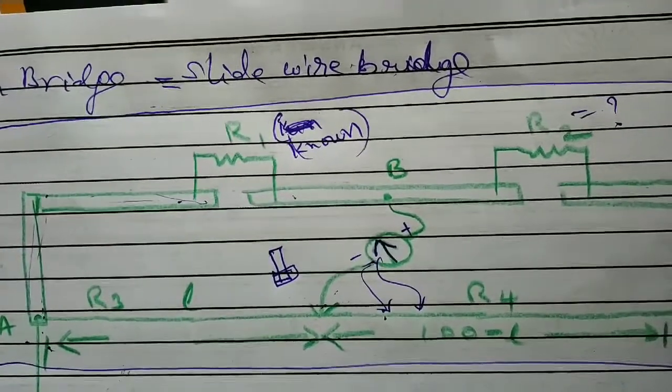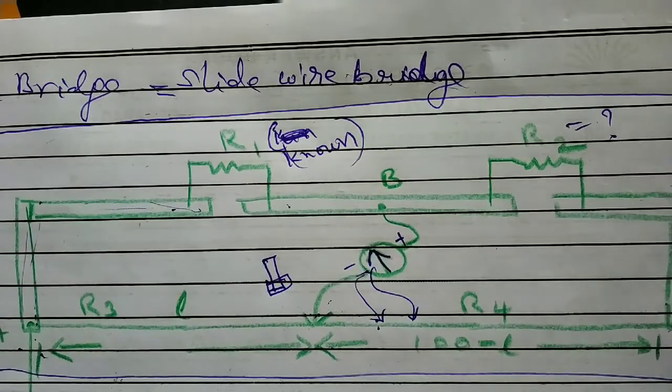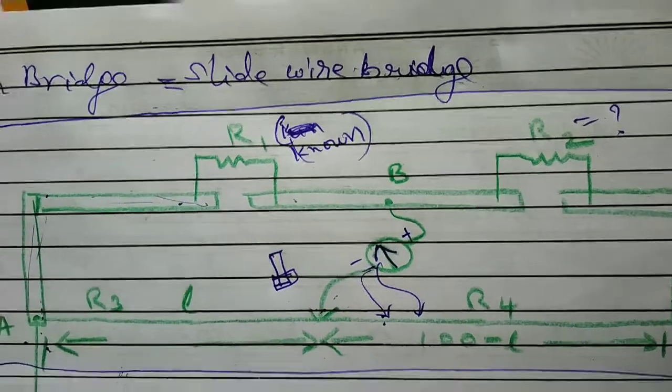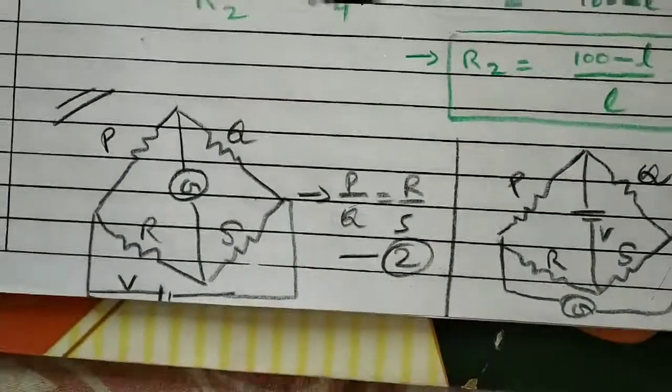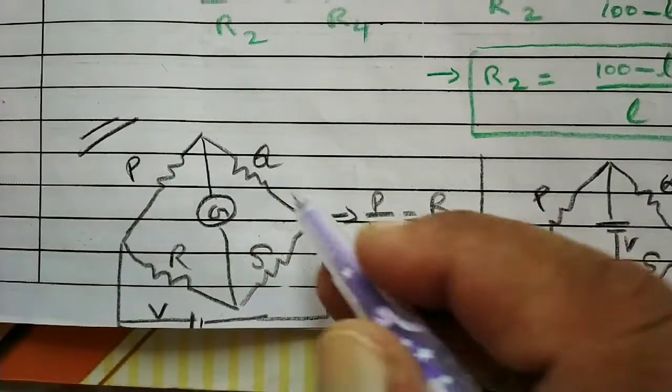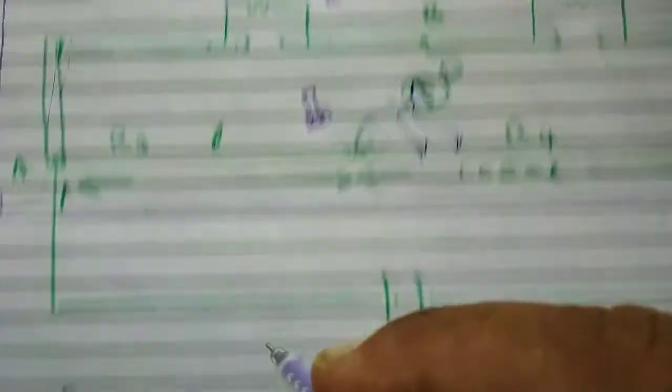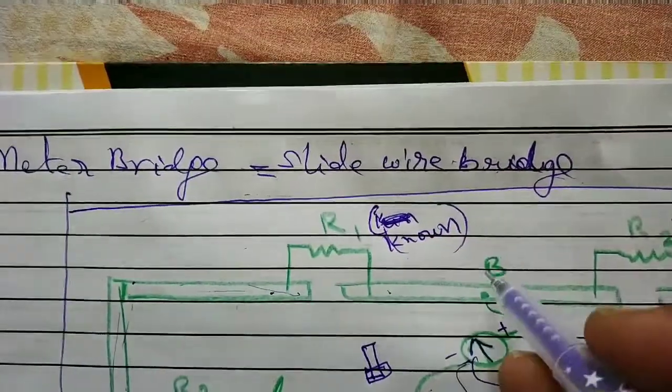Now what we will do here, this is actually based on Wheatstone Bridge. In the Wheatstone Bridge, how many resistors are needed? 4 resistors. One is P, second Q, next R, fourth S. 4 resistors. Where are the 4 here? This is between A and B.